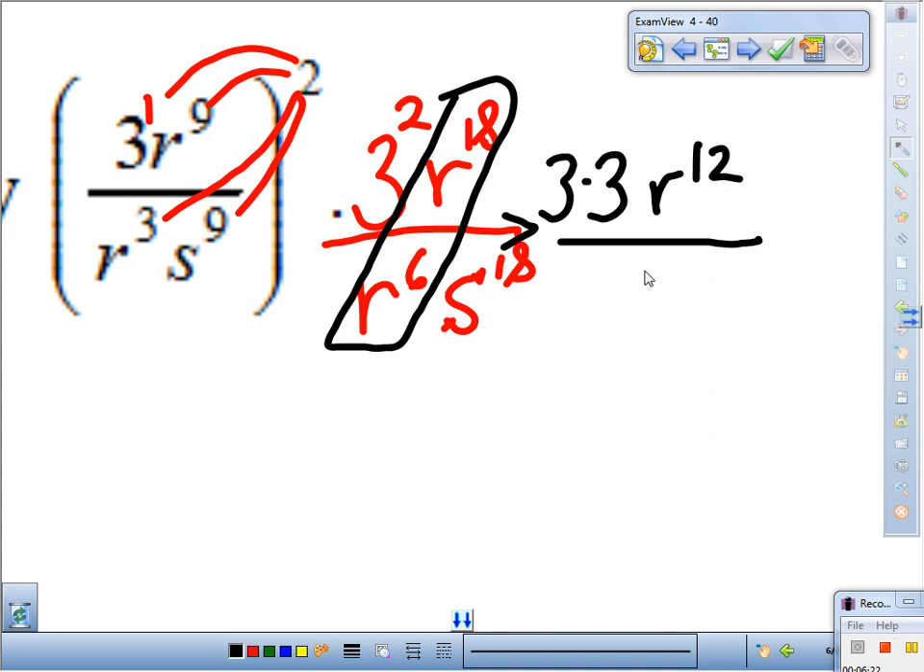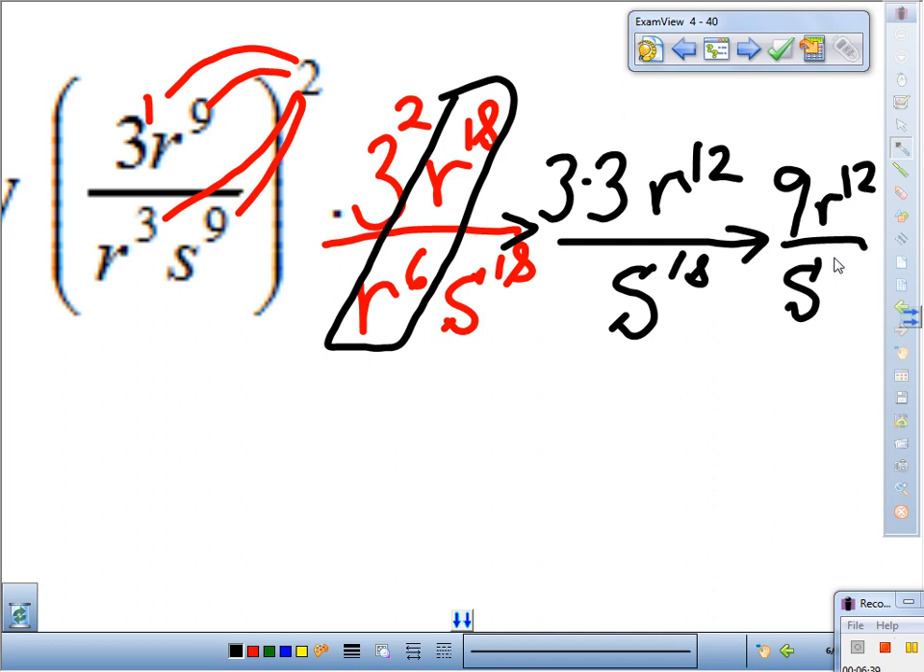Over, what stays in the denominator? S to the 18. Some of you keep bringing that one up to the numerator. It's not a negative exponent. It stays in the denominator. Therefore, let's simplify. What is 3 times 3? 9, r to the 12 over s to the 18. And if you got that, okay, good.